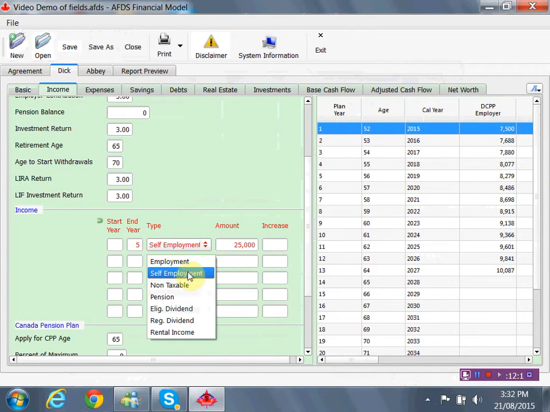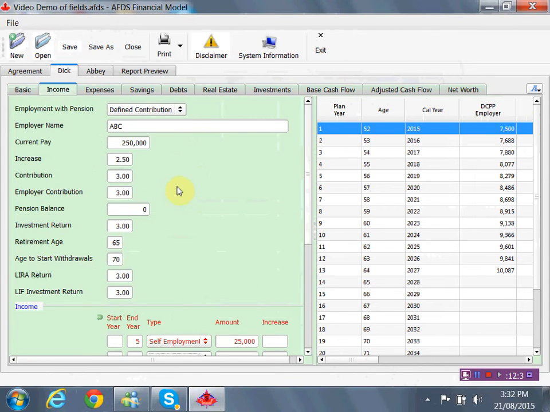Now your other options could be non-taxable income, that they're receiving monies that are not taxable. Maybe it's disability money, maybe it's some sort of honorarium, anything that would be non-taxable. If he had a defined benefit plan, you would enter the pension in here, and you also would have picked defined benefit instead.